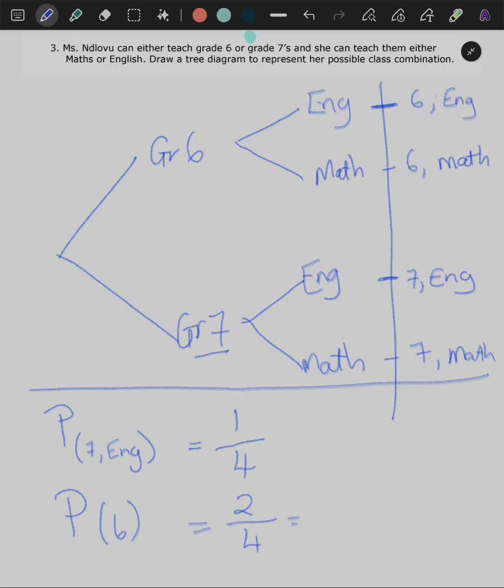We can then simplify that to be 1 out of 2. Yeah, you're always simplifying probability. Okay, so those are the kind of things we can ask you as follow-up on a tree diagram as well. Right, let's look at the next question.